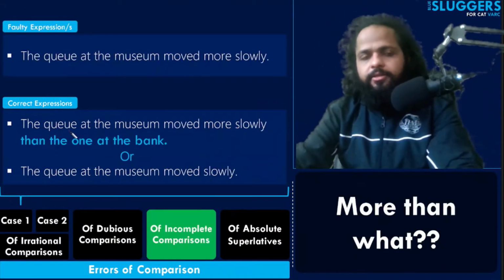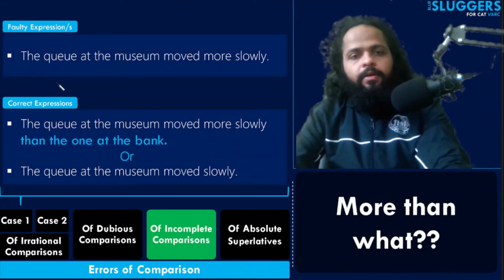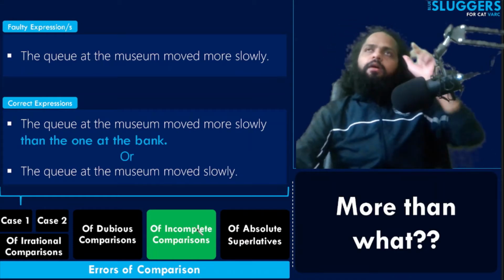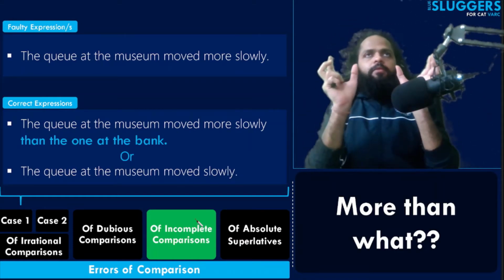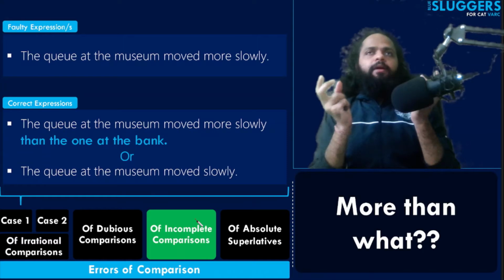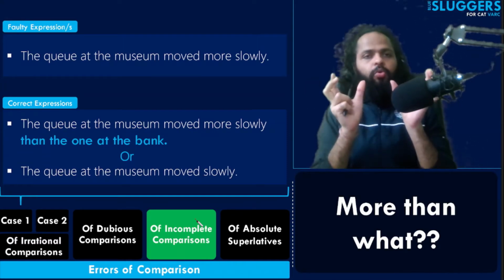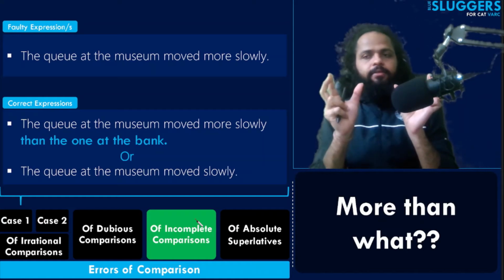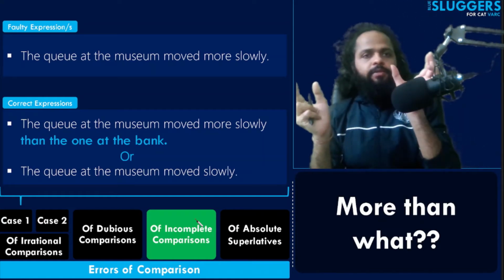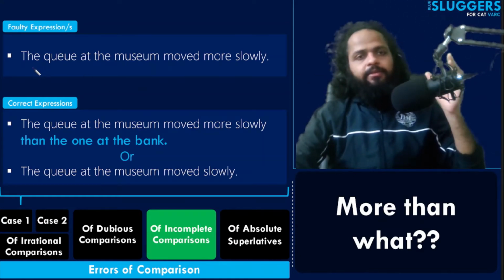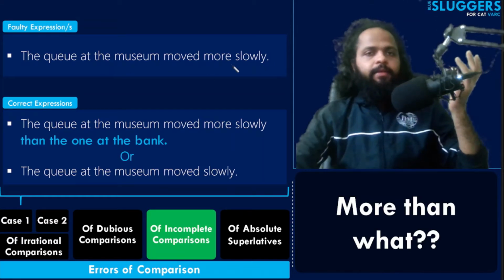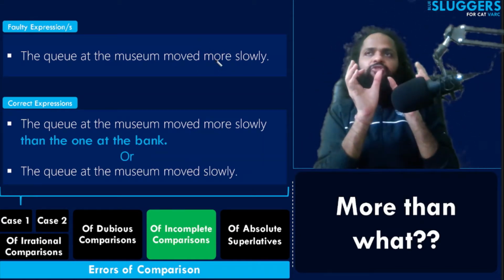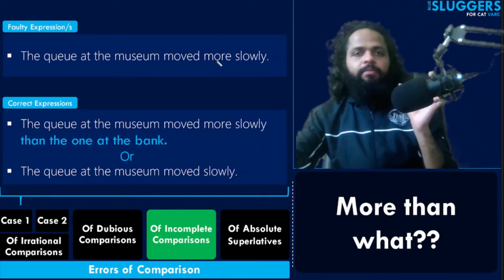Okay, now coming to the third type of comparison error. This is the kind of error where, whenever you're comparing items, you at least need to have two or more items available for comparison, right? In these cases, the second item is not available. You just have the first one, right? So for example, look at this sentence. The queue at the museum moved more slowly, right? So the word more basically implies that it has to be more slowly with respect to something, right?